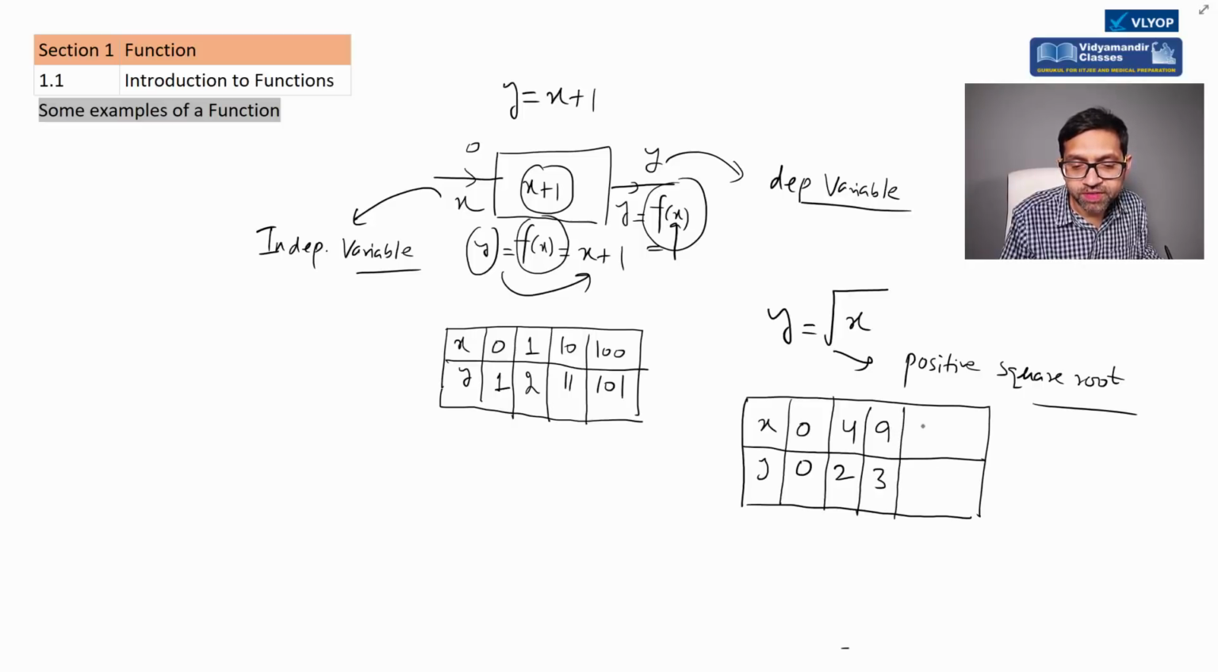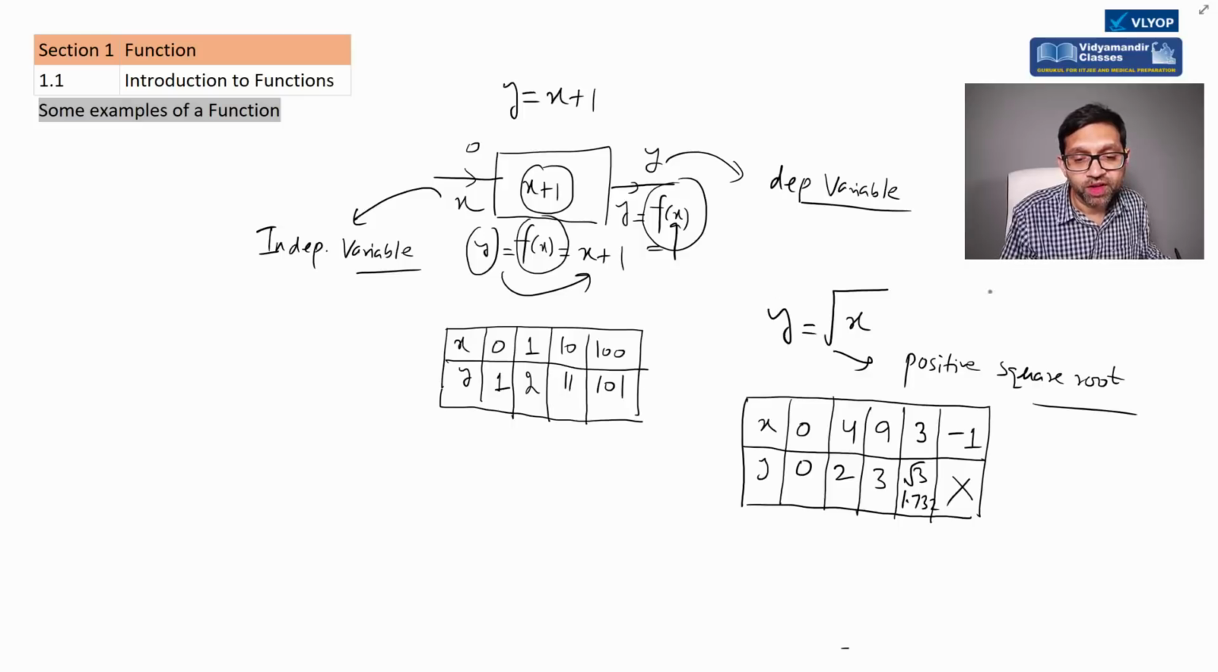If I replace x with 3, then y is square root of 3. Either you can write it like this, or you can write the value of square root of 3, which is 1.732, like this, right? But remember one thing, if I replace minus 1, then this is not going to work. We are not going to get any output.